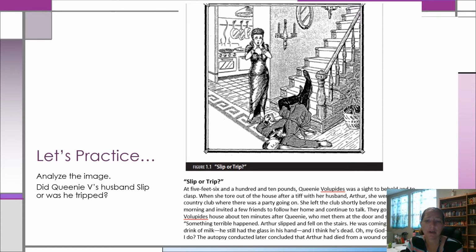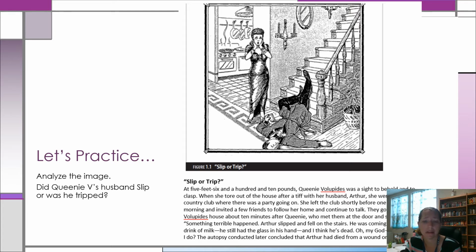So let's read what happened. At 5'6" and 110 pounds, Queenie Vellupides was a sight to behold and to clasp. When she tore out of the house after a tiff with her husband Arthur, she went to the country club where there was a party going on. She left the club shortly before 1 in the morning and invited a few friends to follow her home and to continue to talk. They got to the Vellupides house about 10 minutes after Queenie, who met them at the door and said, "Something terrible happened.